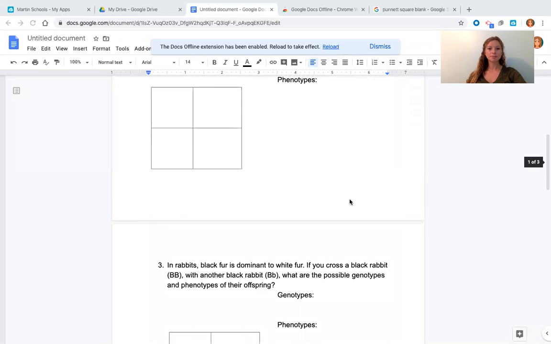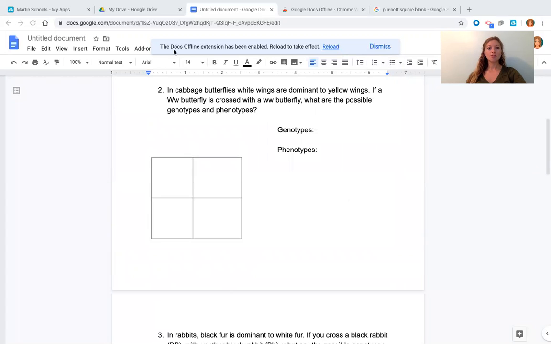Number 2. Okay, we're going to get a little more challenging. So in number 2, it says, in cabbage butterflies, white wings are dominant to yellow wings. So I know if I have an uppercase letter, it's going to represent a white wing. If I have a lowercase letter, it's going to represent yellow, okay? Because dominant always shows over recessive.